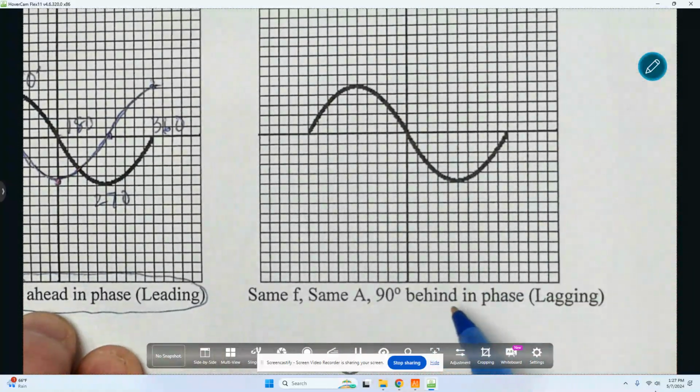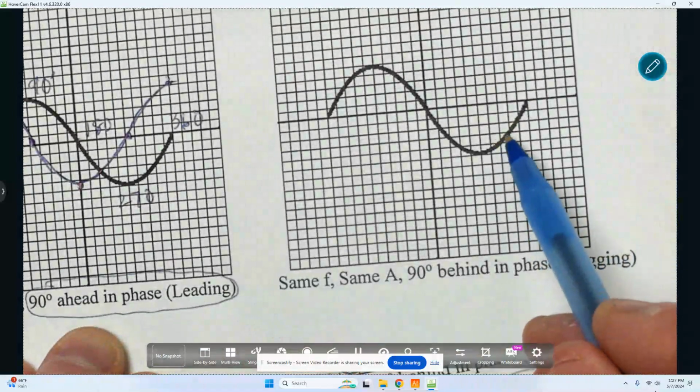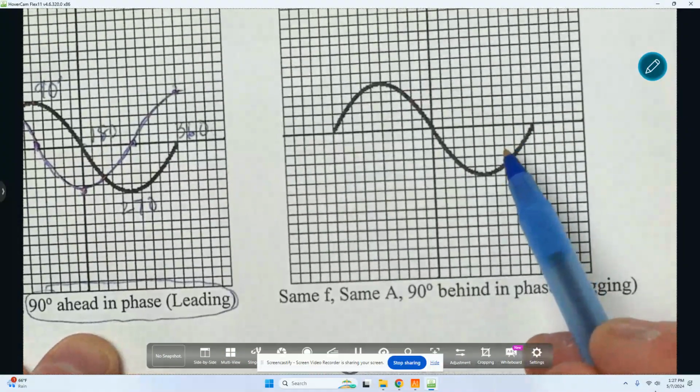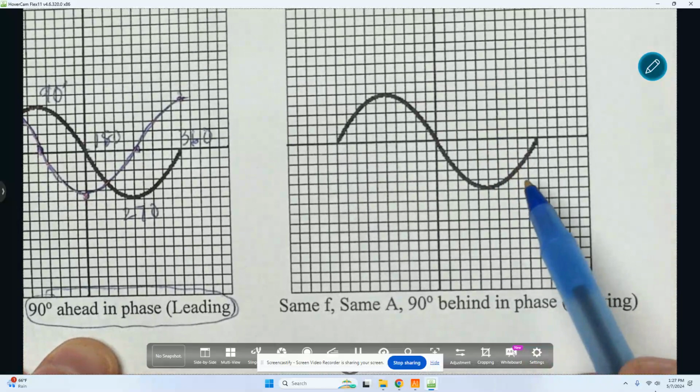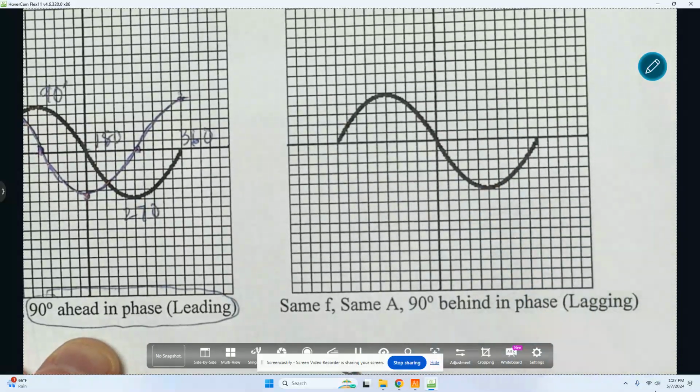What if it were 90 degrees behind? So instead of it being ahead, like I showed here, what if it was 90 degrees behind? Take a moment, just see if you can do it. What would that graph look like? It's lagging by 90 degrees, not leading by 90. Take a moment, see if you can draw it.